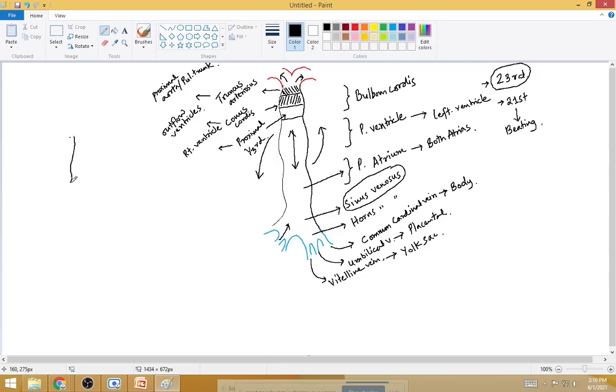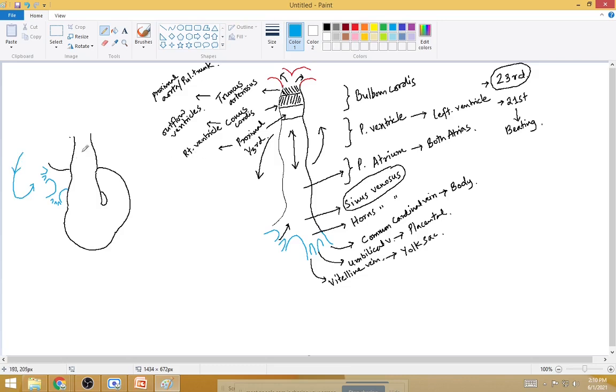Then comes the bulbus cordis, then comes the primitive ventricle. So the truncus arteriosus is somewhat like this. Then comes the bulbus cordis. This is the primitive ventricle. Posteriorly go the atria along with the different parts of the sinus venosus. Okay, so this is how there is this looping.